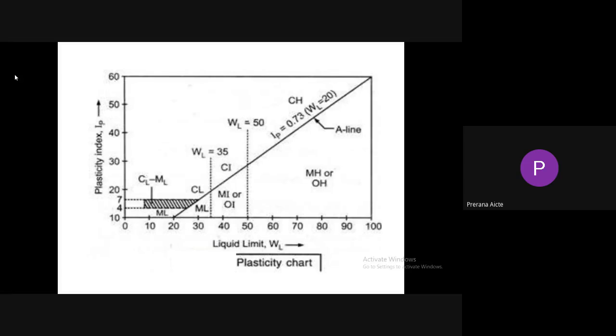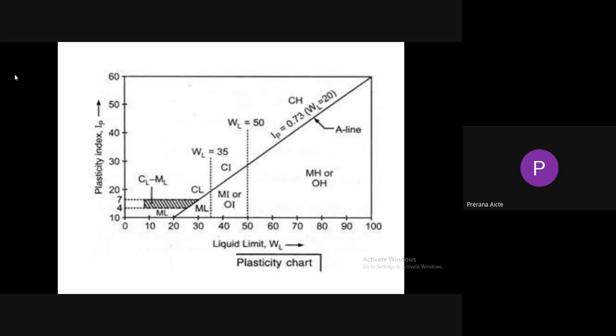So when it is greater than 50, see the liquid limit on the x-axis. When the liquid limit is greater than 50, the soil is called highly compressible, CH. Below it, MH and OH. If the liquid limit is between 35 and 50, intermediate compressible clay, intermediate compressible silt, intermediate compressible organic soil. If the liquid limit is less than 35, it is called low compressible clay, low compressible silt. Like that, we need to differentiate.